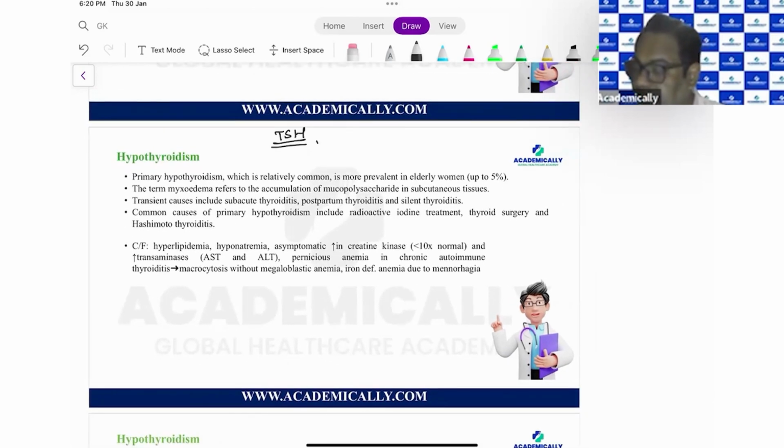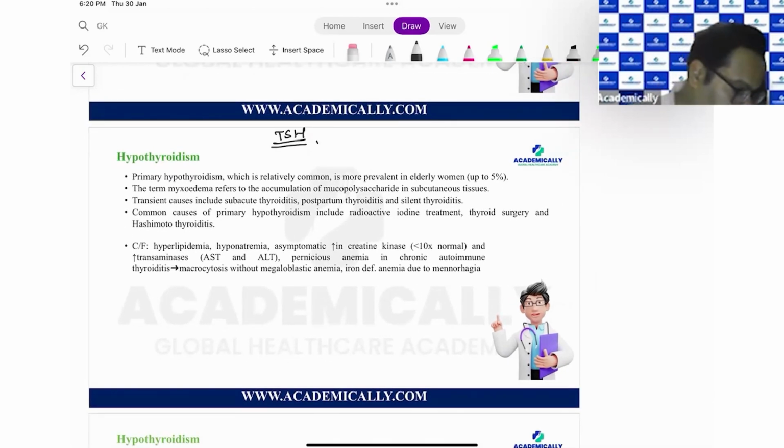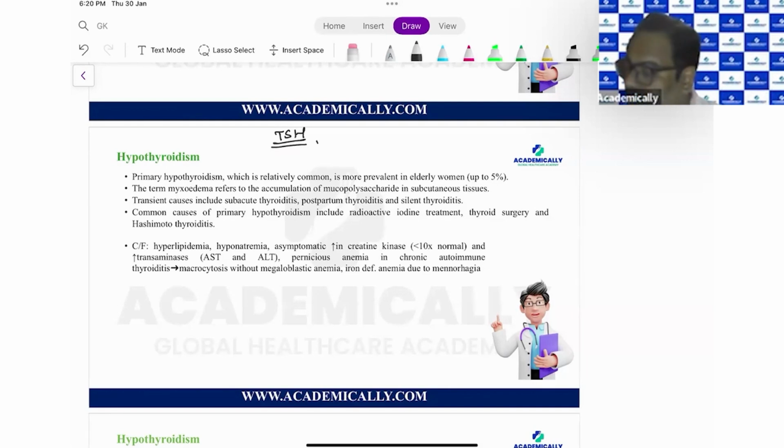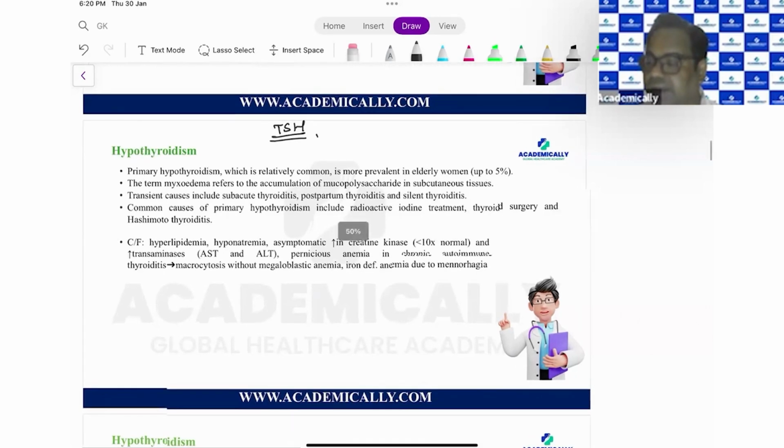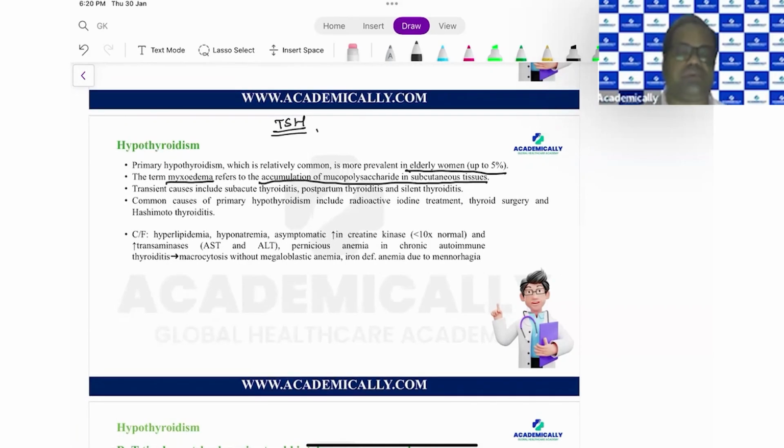So, hypothyroidism is prevalent in elderly women mostly. Most of the thyroid problems are seen more often in women. Now, what do we mean by myxedema? Myxedema means accumulation of mucopolysaccharides in subcutaneous tissues. And that is why those people who have hypothyroidism usually have thick skin, because of this accumulation. Sometimes even their voices are hoarse because of this accumulation of mucopolysaccharide. What could be the causes?